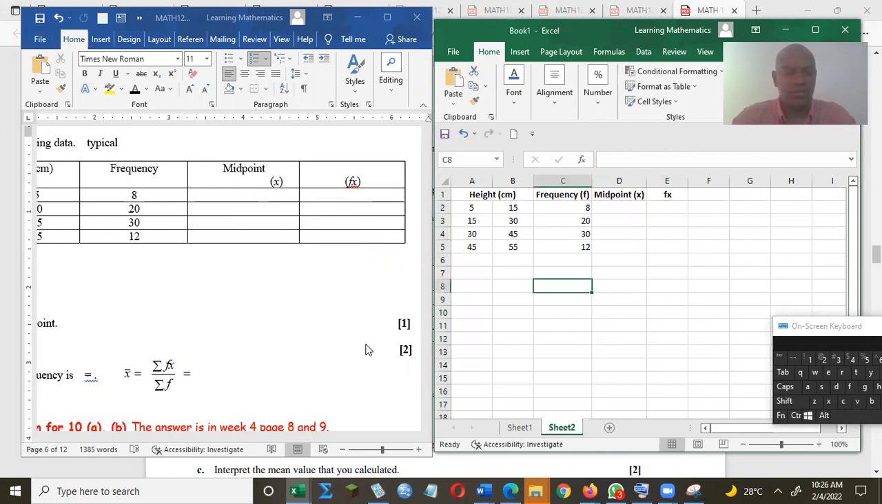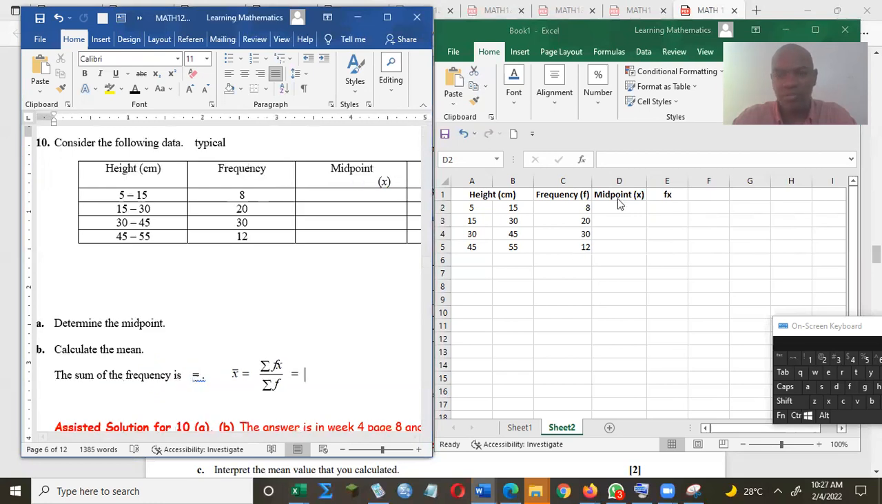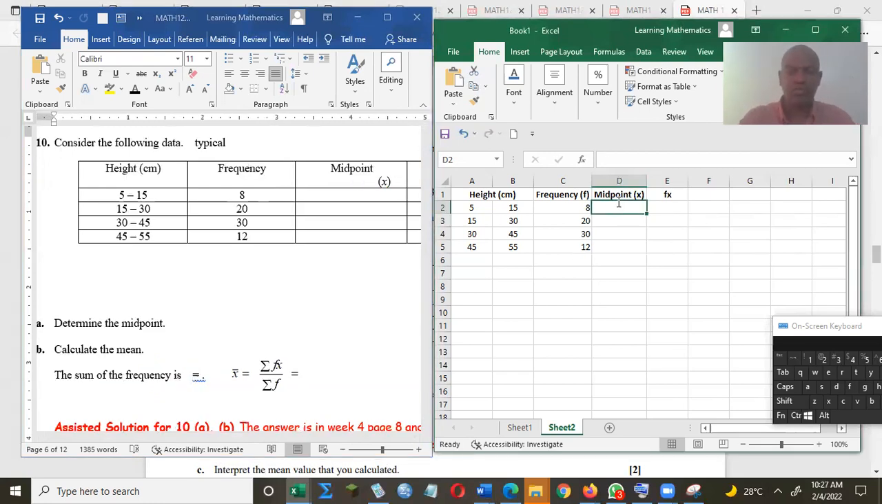So the first question says to calculate the midpoint. We're going to calculate the midpoint there. The midpoint is equal to the lower boundary plus the upper boundary. The midpoint is equal to, open bracket, the lower boundary, which is in A2, plus the upper boundary, which is in B2, close bracket, divided by 2. Enter. Here it is 10.